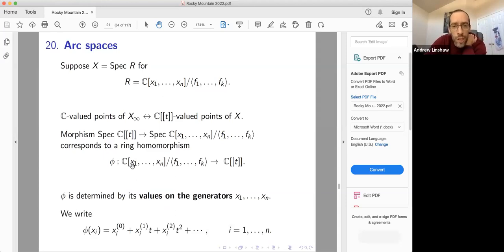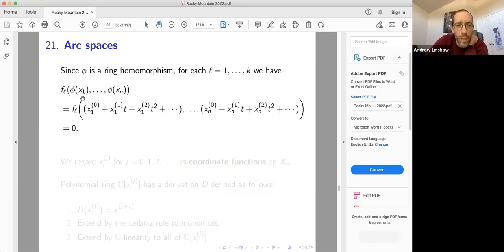Well, each generator corresponds to some series, and the series have to satisfy the defining relations. So for each generator x_1 through x_n, phi of x_i will be some series. I give it the name with some coefficients, x_i0 plus x_i1 t, etc. Because this is a homomorphism, when I plug the images into each of the generators for the defining ideal, this has to be 0. I collect like powers of t, and then this will be some equation in finitely many of these variables. These coefficients x_ij for j running from 0, 1, 2, etc., I now think of as coordinate functions on the arc space.